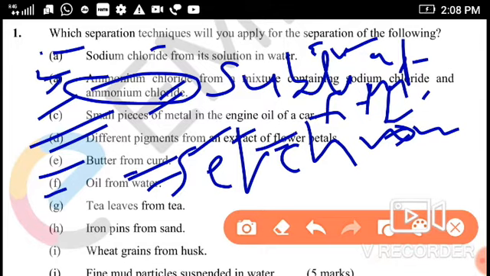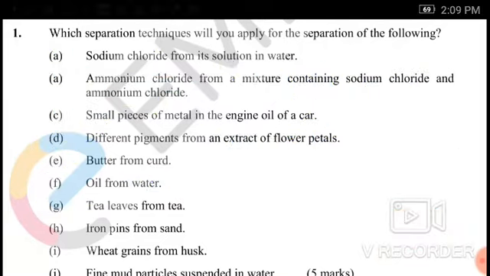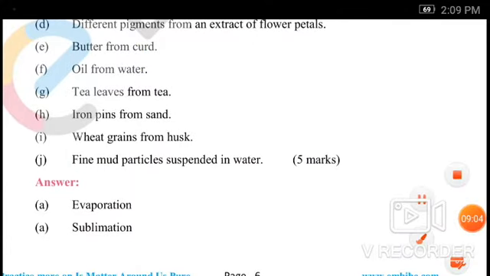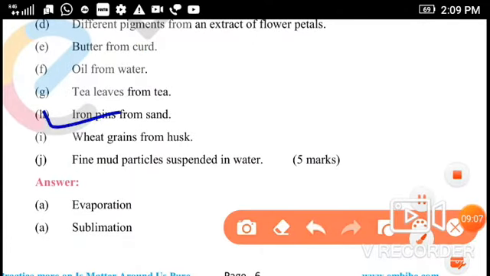Tea leaves from tea, you can use the sieving method. Iron pins from sand, we can use magnets, or the process is called magnetic separation. Wheat grains from husk, we can use winnowing. In this part, winnowing.